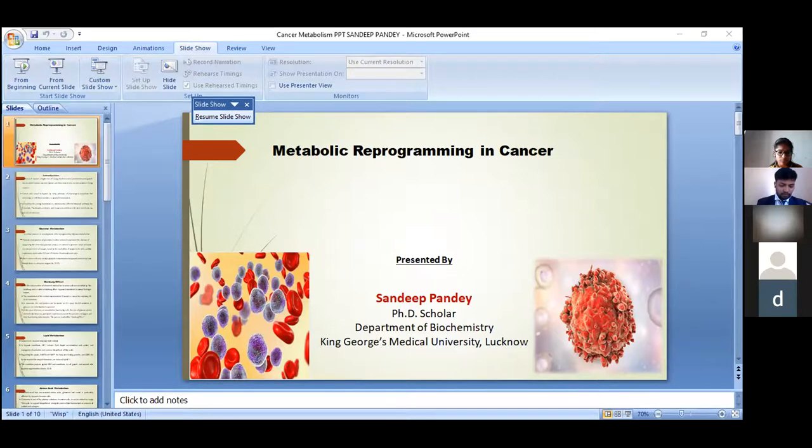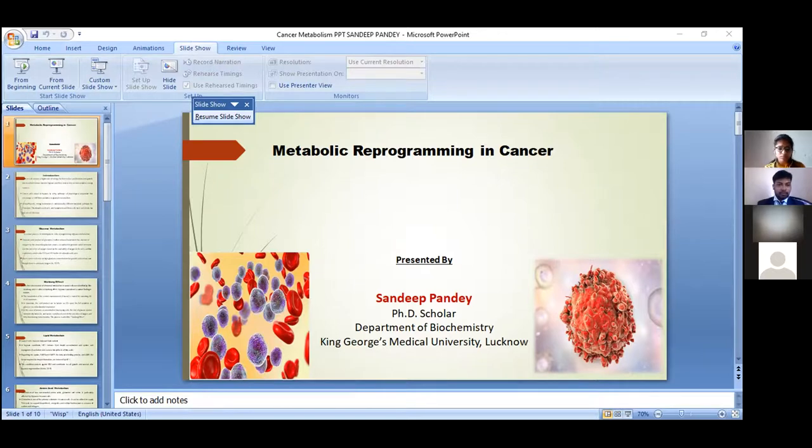Pyruvate is either reduced to lactate in the absence of oxygen by the anaerobic glycolysis process, or oxidized to generate acetyl-coenzyme A in the presence of oxygen, based on the availability of oxygen to the cells, and then completely oxidized to carbon dioxide and water by the TCA cycle. Most cancer cells rely on high glycolysis for growth and survival, even though an adequate amount of oxygen is present.